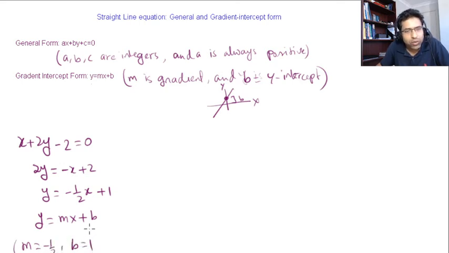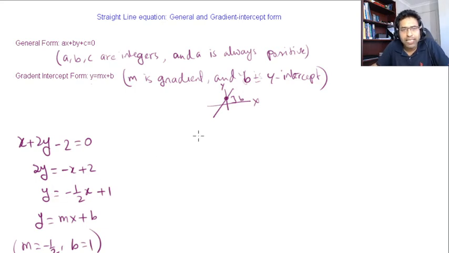So when you convert the general form to the gradient form, you can easily get the gradient and y-intercept from the equation. So if the question is given in general form and asks you to find the gradient and y-intercept, we can just convert the general form into the gradient intercept form and then find the gradient and y-intercept. All you need to do is make y the subject in this case.